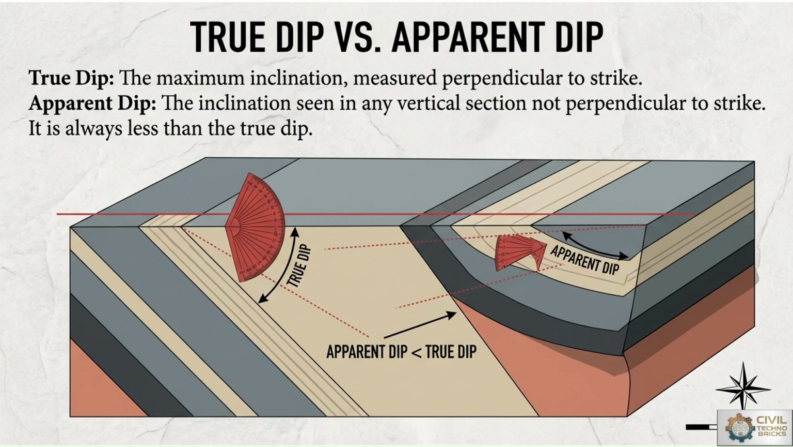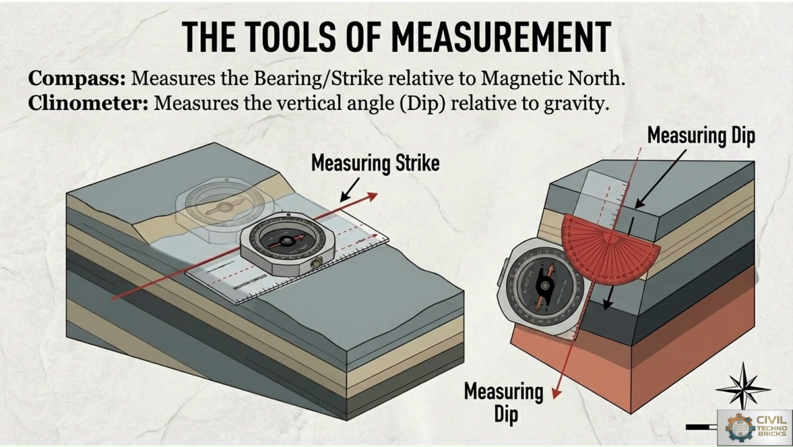From the point of view of applications in civil engineering, such as slope stability analysis, tunnel excavation, and dam foundation design, accurate identification of true dip is extremely important to avoid unsafe designs and incorrect geological interpretations. The tools of measurement.